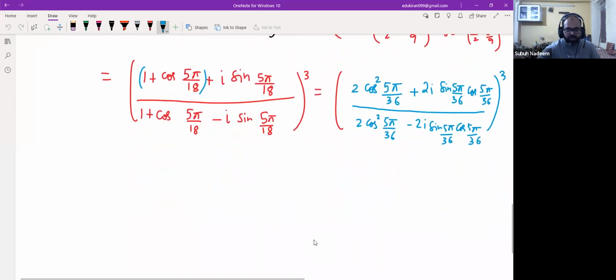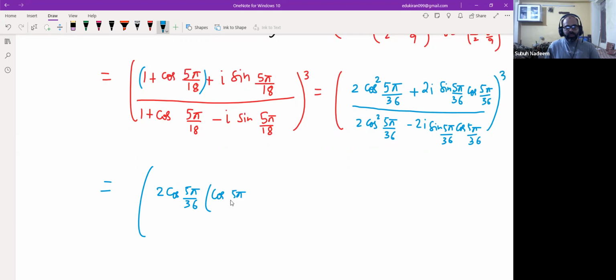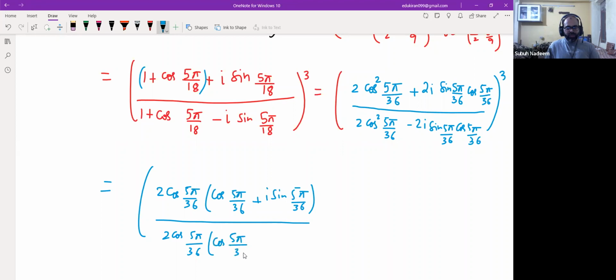Now we will take 2 cos 5 pi by 36 common from here. So it will be cos 5 pi by 36 plus I sine 5 pi by 36. And in the denominator, we take 2 cos 5 pi by 36, and it will be cos 5 pi by 36 minus I sine 5 pi by 36, and whole to the power 3. So this 2 cos 5 pi by 36 will get cancelled.